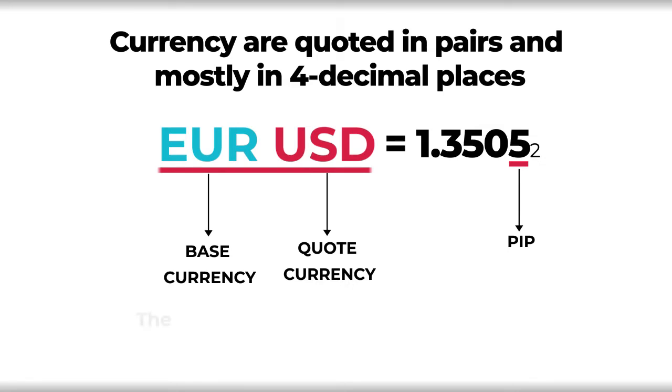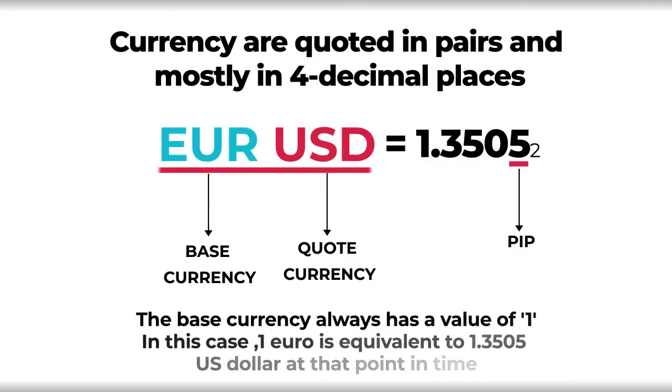It's like I said, the base currency always has a value of 1. So in this case, we say 1 Euro. What we are saying is 1 Euro is equivalent to 1.3505 US dollars at this particular point in time. So in other words, if you want to buy 1 Euro, you have to pay 1.3505 US dollars. And if you want to sell 1 Euro, you will receive 1.3505 US dollars. So that's how you read currency quotes.